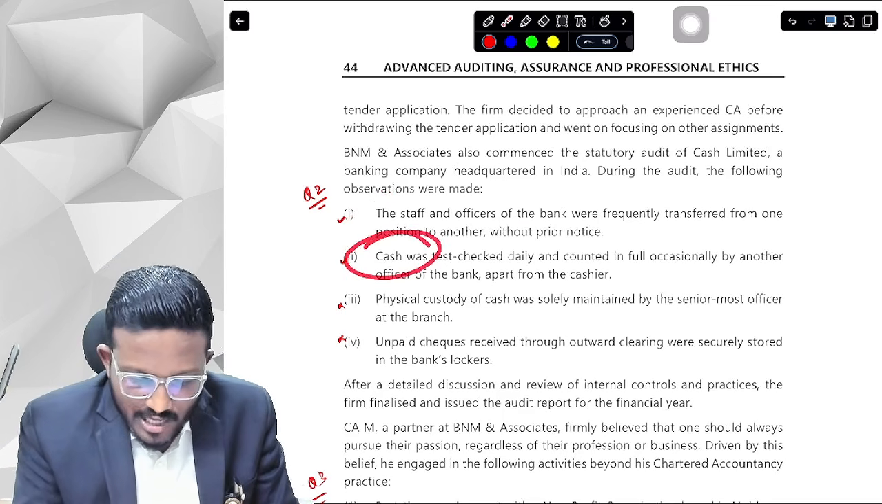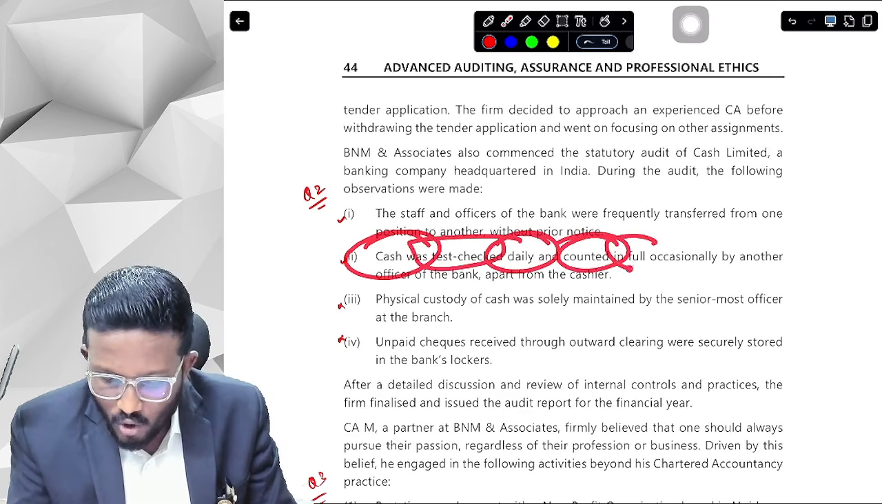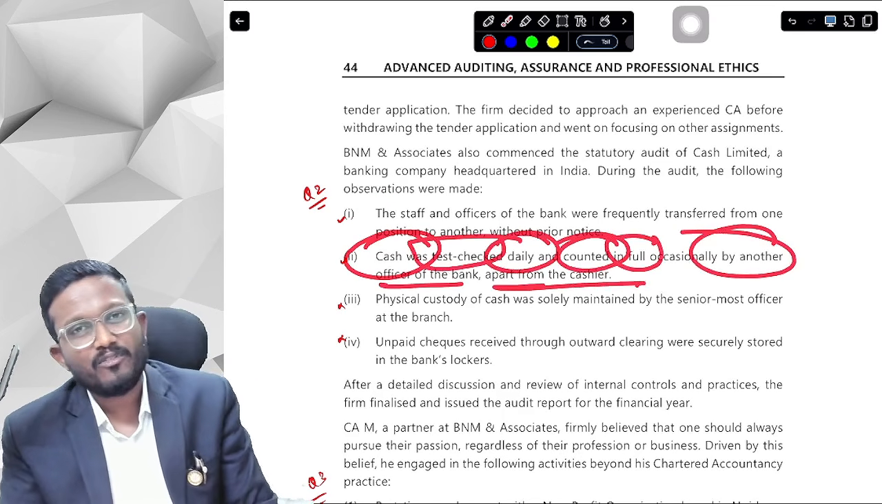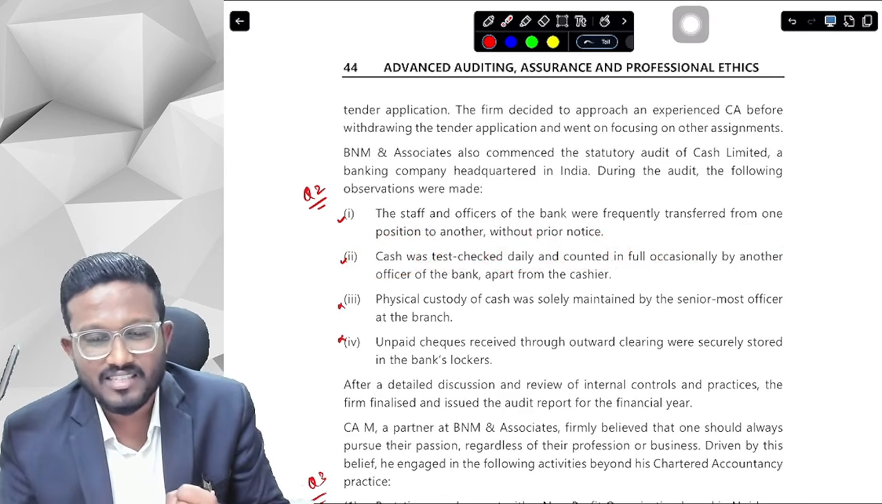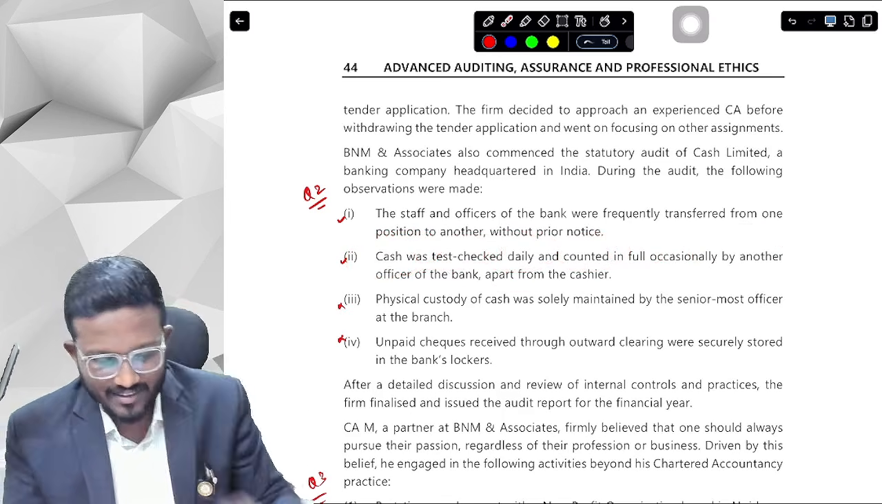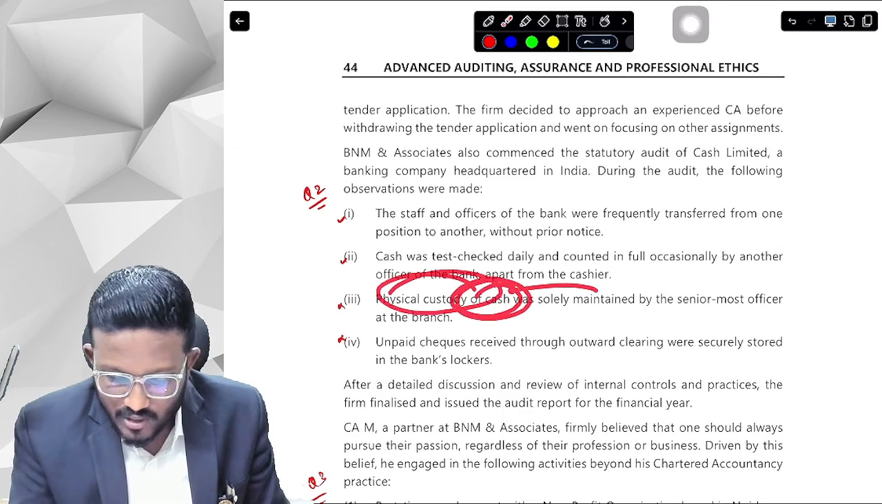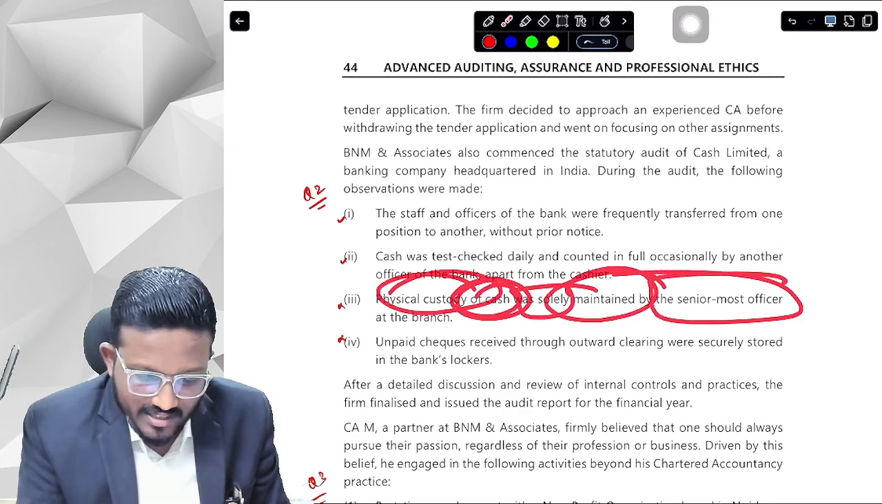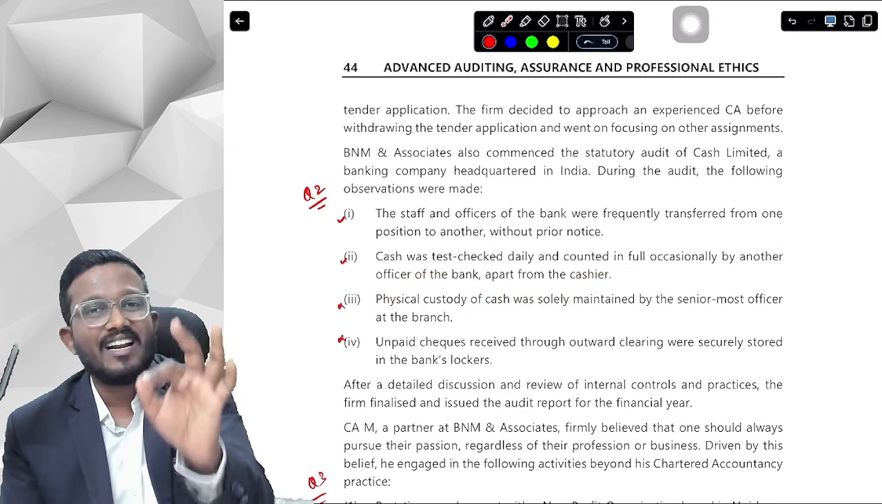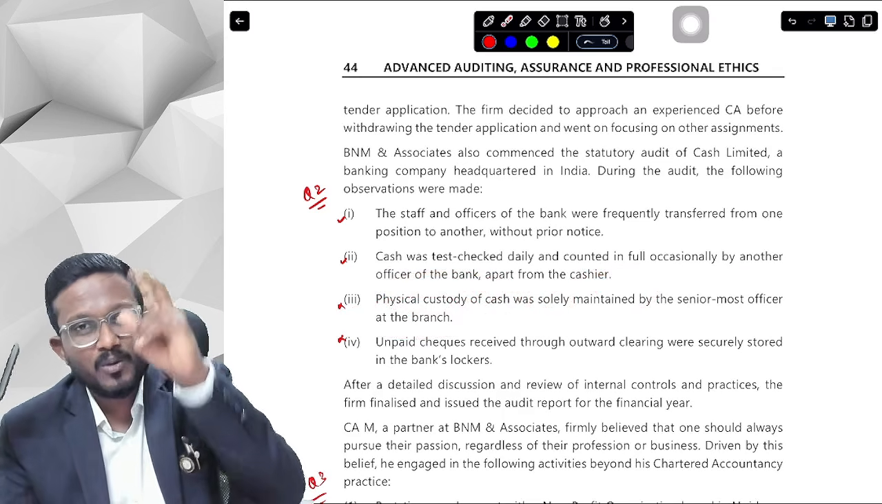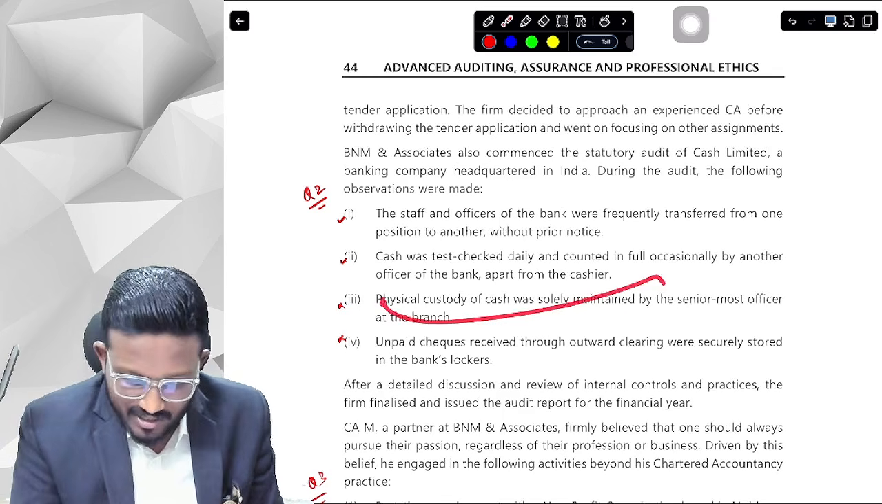Second, there was cash which was tested daily and counted in full occasionally by another officer of the bank apart from the cashier. Obviously this is a good control. This is not a control failure. Okay, yes sir. Next, physical custody of cash was solely maintained by the senior most officer at the branch. No sir, we have already read in bank audit that the physical custody of cash should be maintained by 2 responsible officers. So this is the control failure.